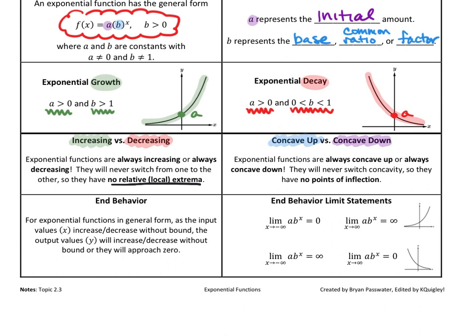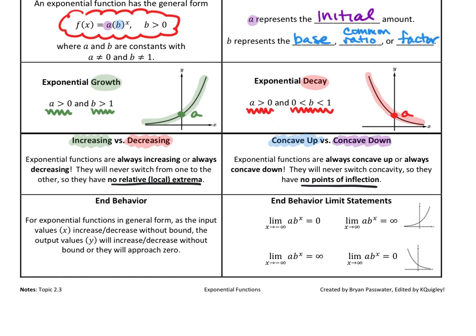They never switch concavity. And since they never switch concavity, that means that they have no points of inflection. So while with quadratics and polynomials, I was able to ask you a bunch of different types of questions in regards to points of inflections, concavity, all that stuff, and they were difficult to see. These are going to be really simple because the shape doesn't really change the entire time. It's always going to be either increasing or decreasing, and either concave up or concave down, mostly concave up.